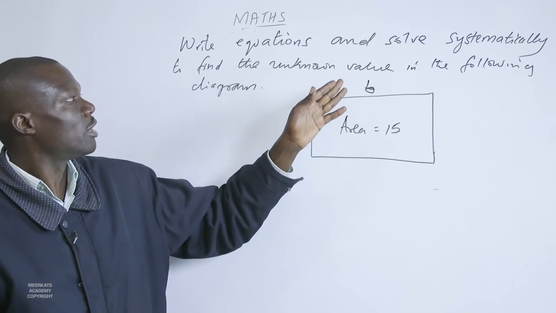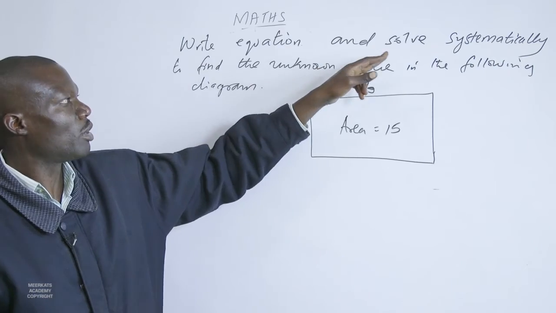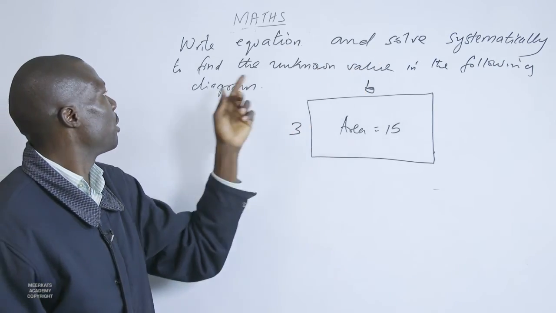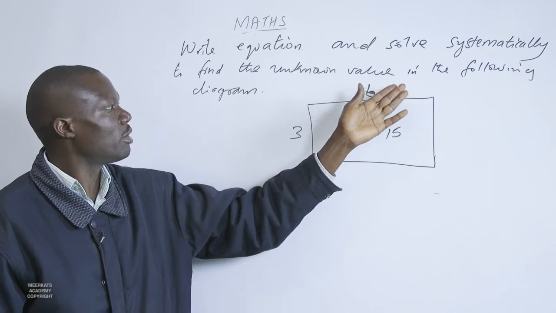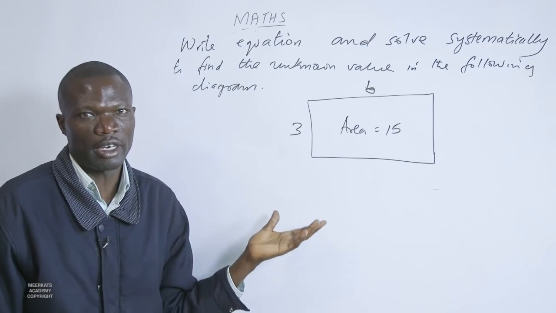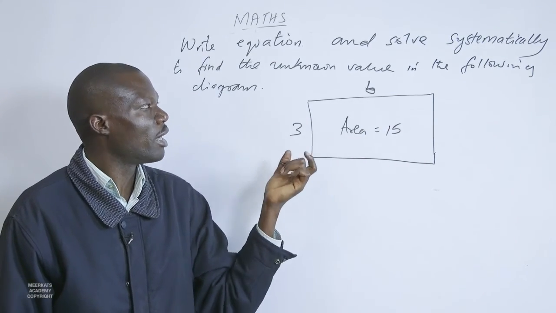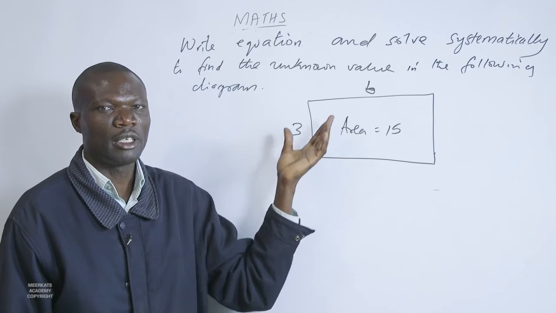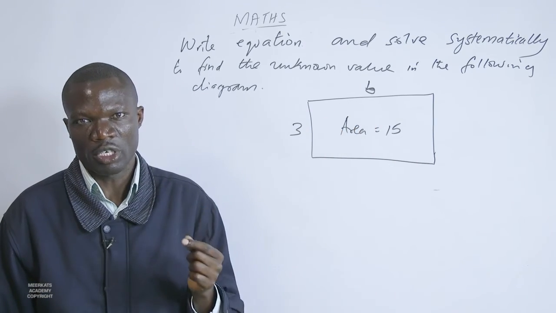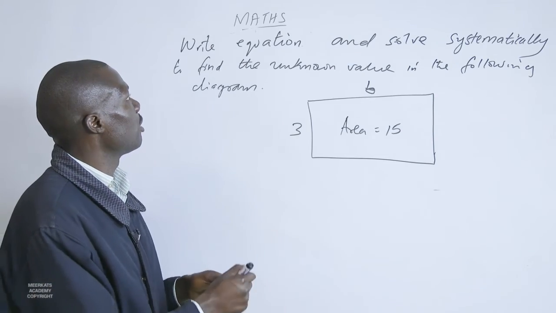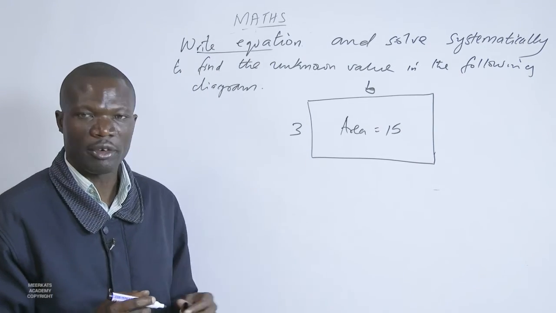Write an equation to solve, and solve systematically to find the unknown value in the following diagram. The diagram we have, you can see it's a rectangle, and this rectangle measures 3 by b, but its area is given as 15. So the first thing you need to give me is to write the equation. Write the equation of this.